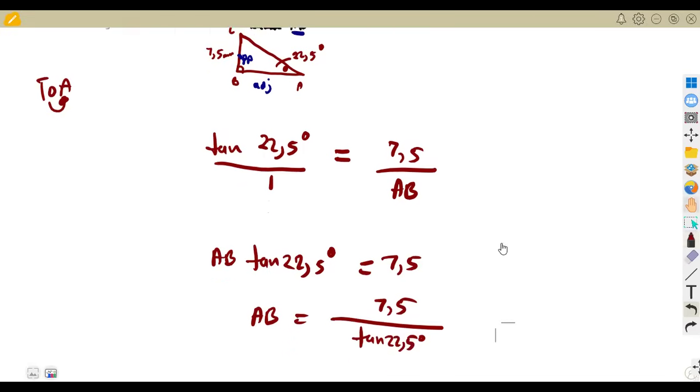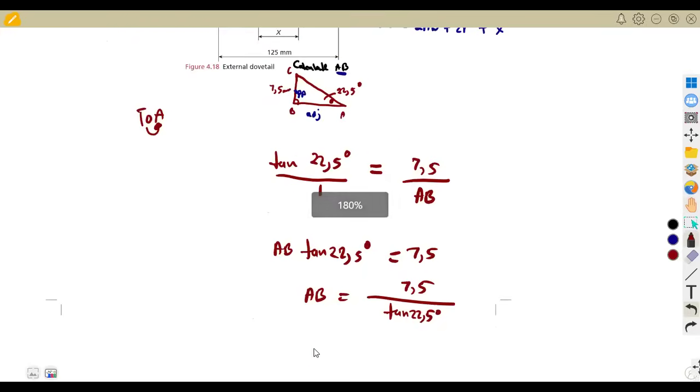So that's it. We have our AB from there. That is the idea there. So this is going to give us 18.107.